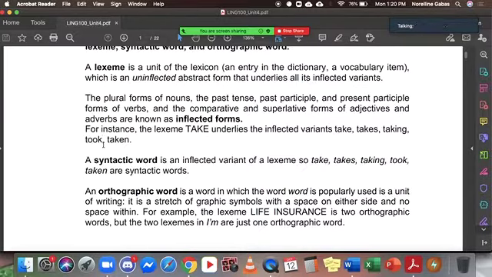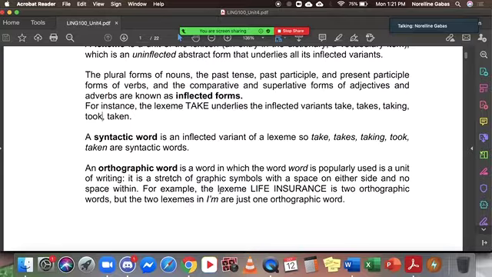And then, medyo naiiba yung orthographic word, ito yung count, or ito yung word itself, na may space in between. Pag gumawa ka ng sentence, how many orthographic words are there in I am a Filipino? There are four orthographic words in I am a Filipino. Yun.